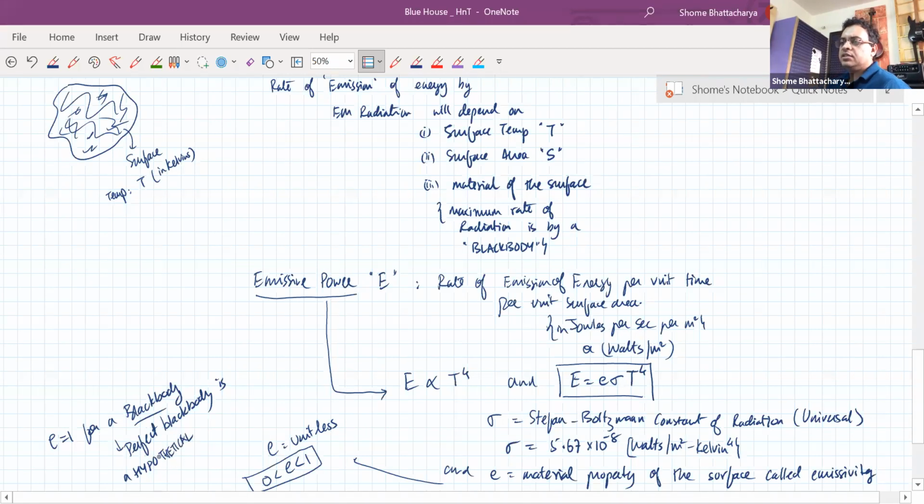Because of the very high gravitational field, because of this super dense mass, infinite density. So a perfect black body is the hypothetical material which is the perfect emitter.